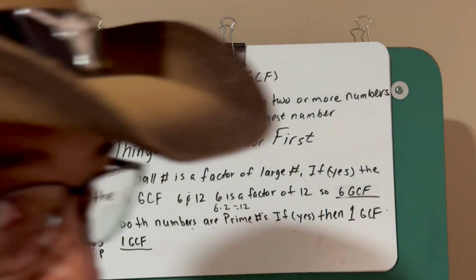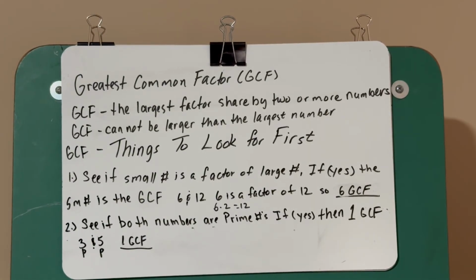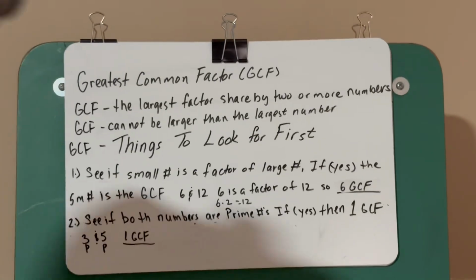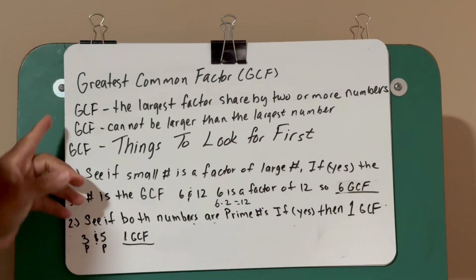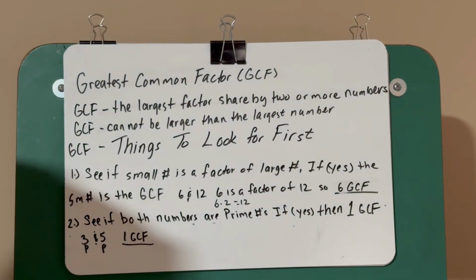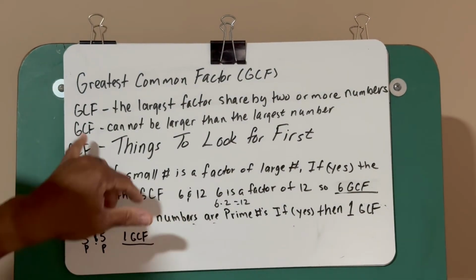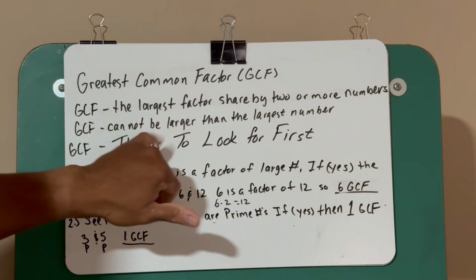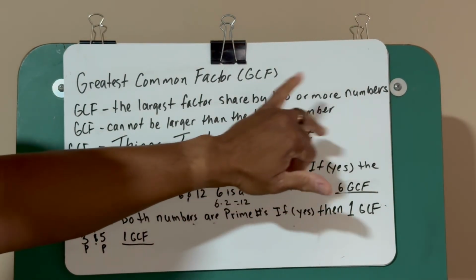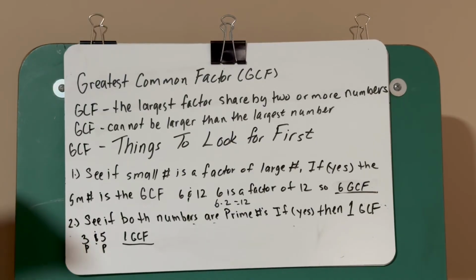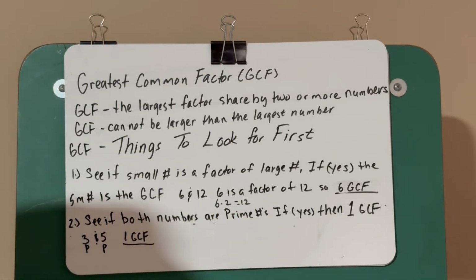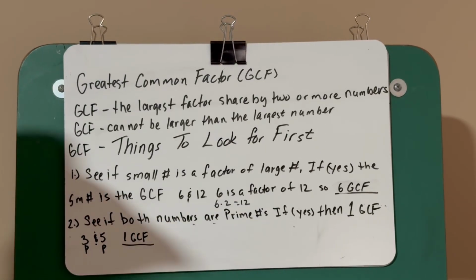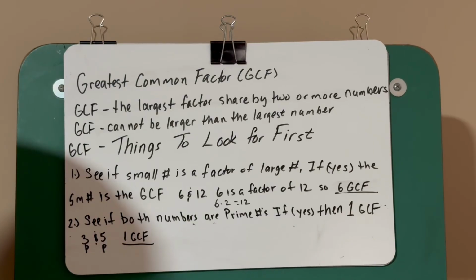Everybody see that? Cool. The greatest common factor, also known as the GCF. So you hear GCF a lot. GCF, the largest factor shared by two or more numbers. The GCF cannot be larger than the largest number. So when you get two numbers, whatever the largest number is, the greatest common factor cannot be larger than that number. So that lets you know we're not doing multiples, so we're not multiplying out.